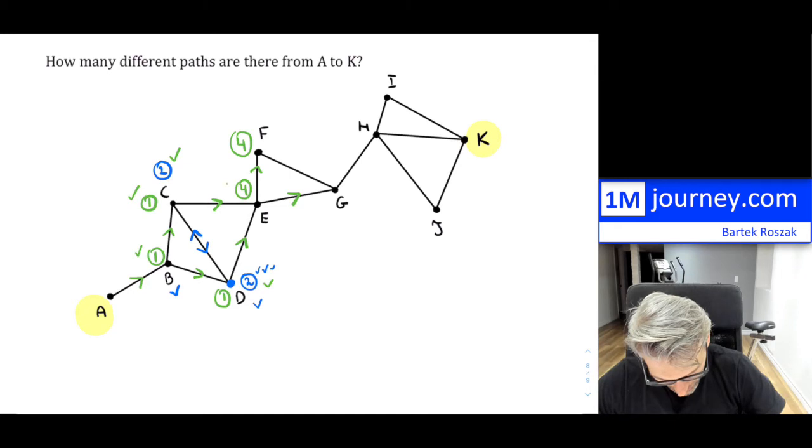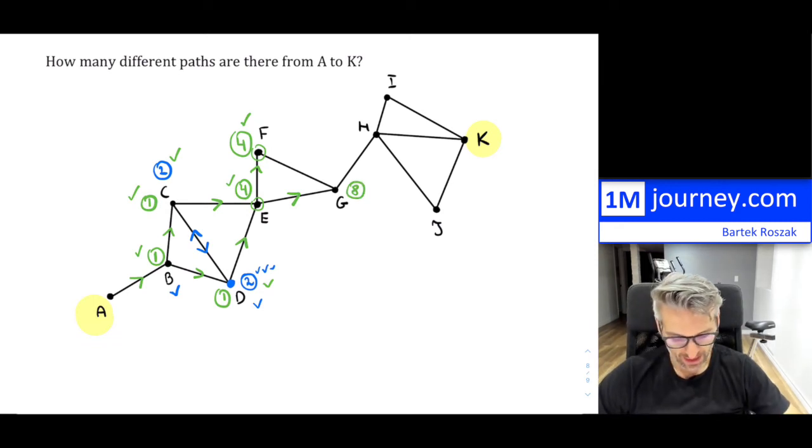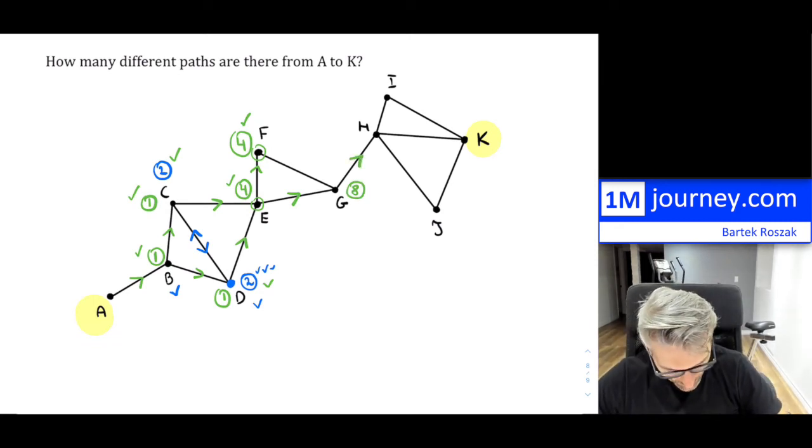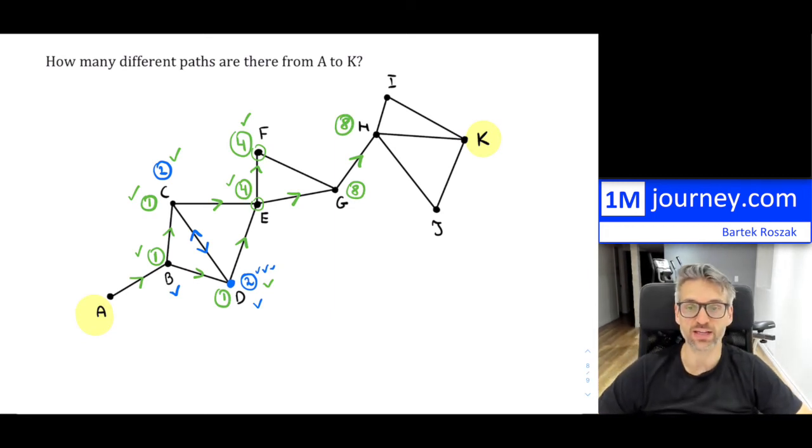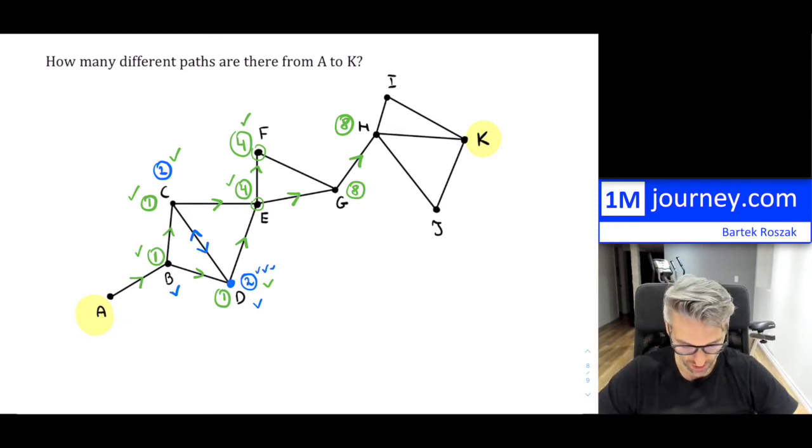Because it's for this, but it's also going through F, I have to add up the 2 nodes there. So I'm adding this and this, which gives me 8. Now I can continue. There's only one way to get to H, and it will be 8 different ways because I'm just looking at the previous node.